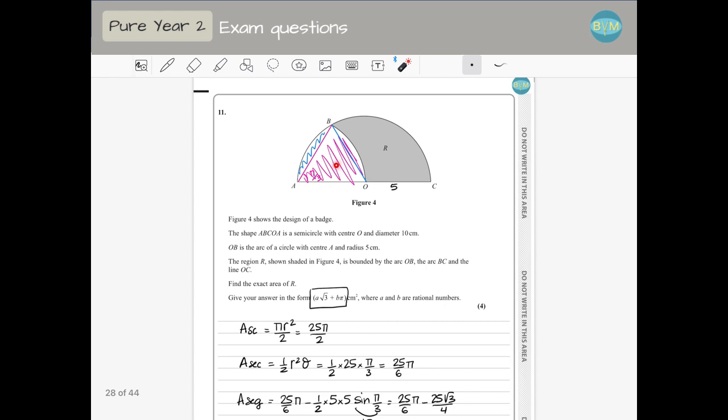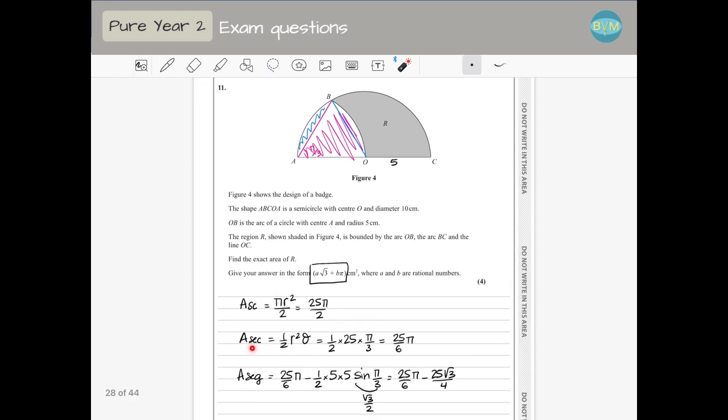If you work in degrees, it will work similarly. So the area of the sector, remember, will be pi r squared times 60 over 360, which at the end is exactly the same: 25 over 6 pi. Yeah, that's all.